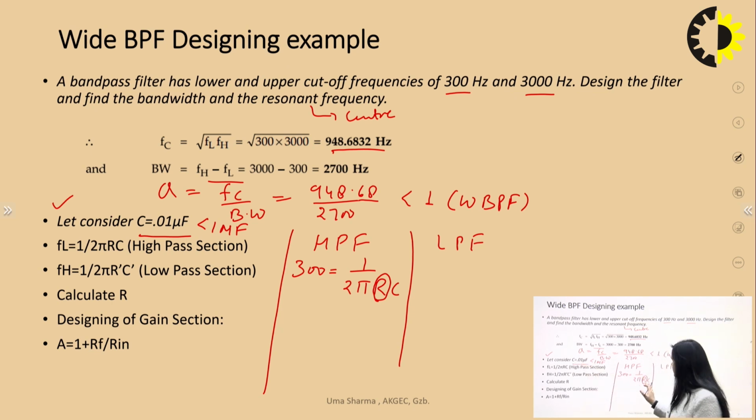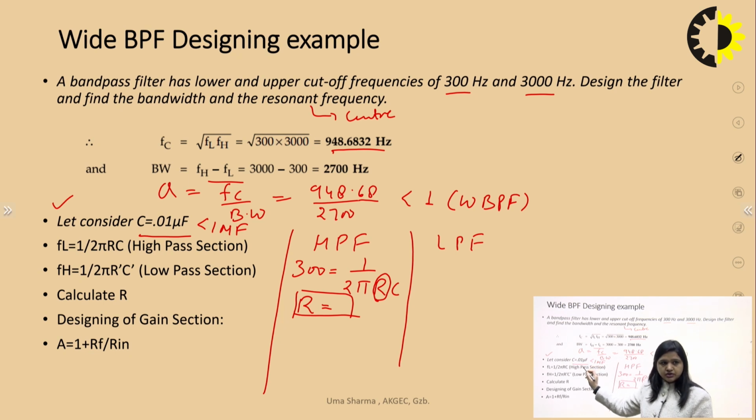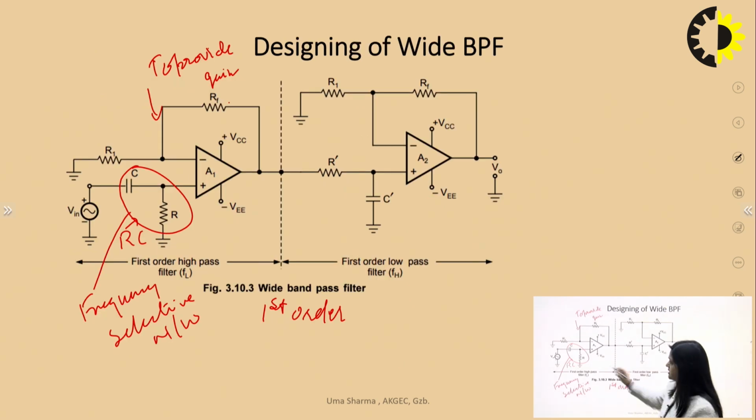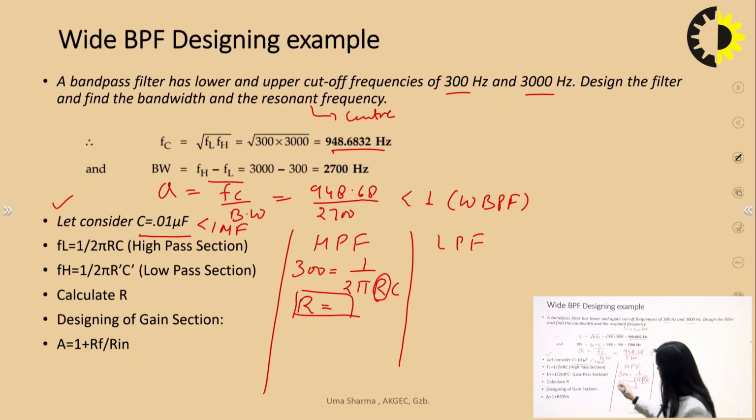So by putting the value of C over there, we can calculate the value of R. That means we have calculated R, and C we have already assumed. So in this circuit, we have calculated these two values. Now for the high pass filter, we just have to calculate RF and R1. We will find out the values of RF and R1 in the last step, but in the second part, let's just design the low pass section.